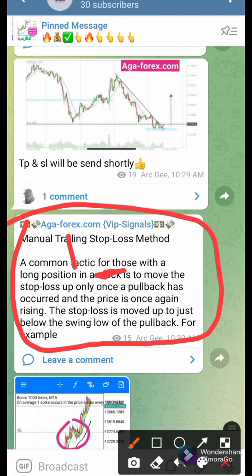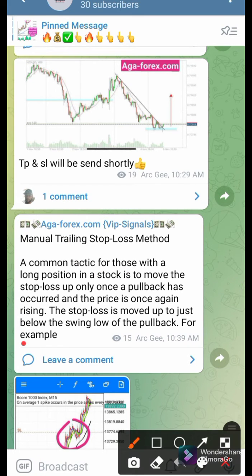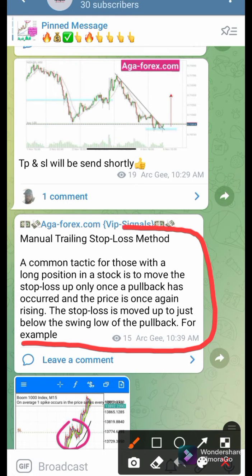So I'm going to share an example for you. This is just a simple recap of what you need to learn today. Manual stop loss is a normal method of identifying your levels and trying to adjust your stop loss below every pullback that the market has finished trading. Let me show you live examples of my trades.